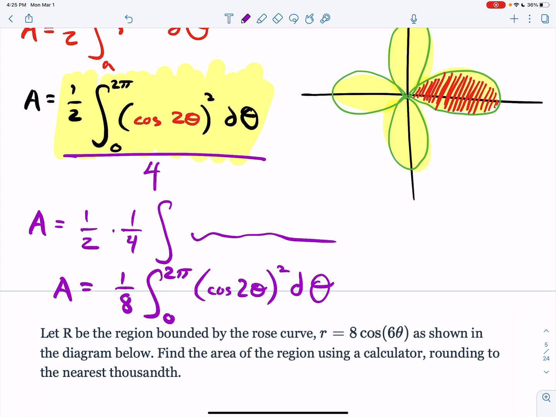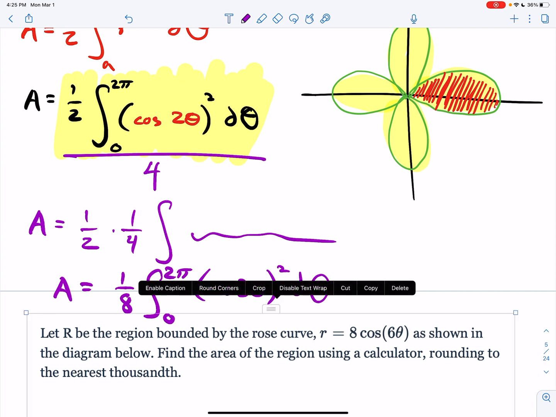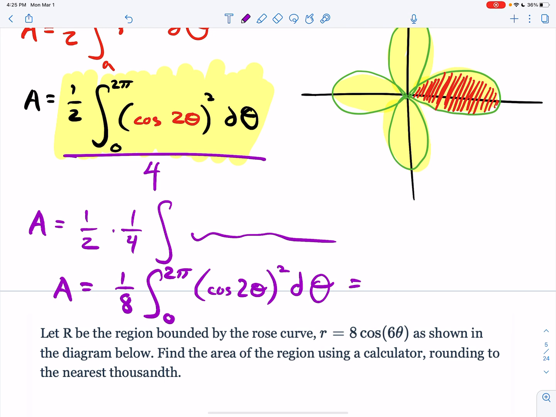Okay, so 1/8 math 9, 0 to 2 pi, parentheses cosine 2 theta, closed, squared d theta. So here I get approximately 0.393 if I round it. If you didn't get that, please do let me know. Okay?